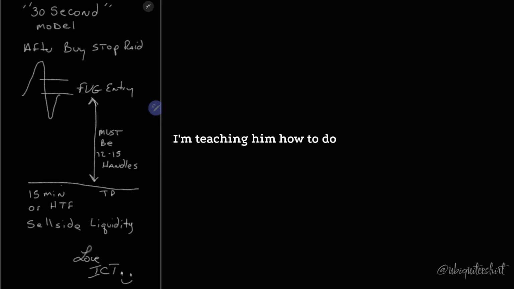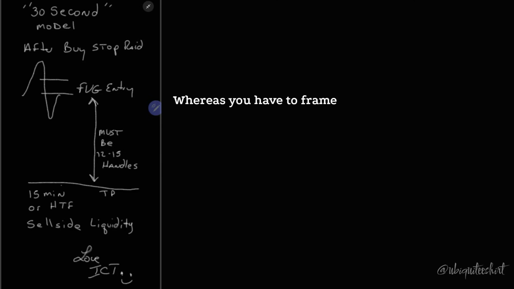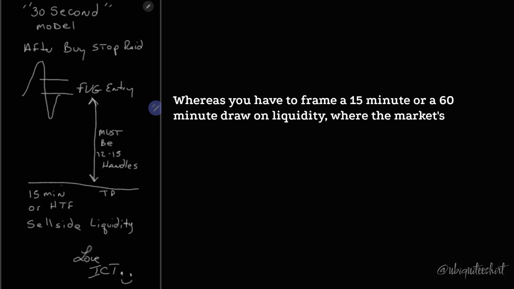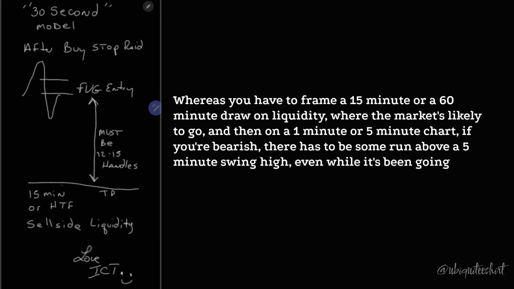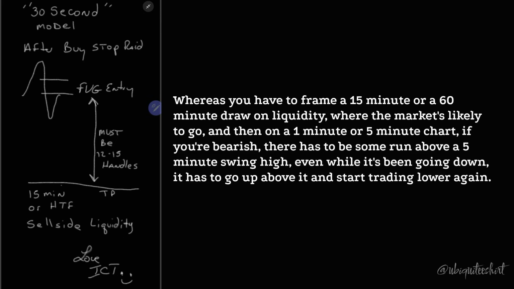I'm teaching him how to do it the only way I know how to teach it. Whereas you have to frame a 15-minute or a 60-minute draw on liquidity, where the market's likely to go. And then on a 1 minute or 5 minute chart, if you're bearish, there has to be some run above a 5 minute swing high, even while it's been going down. It has to go up above it and start trading lower again.